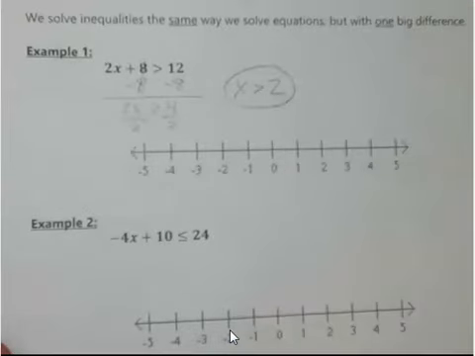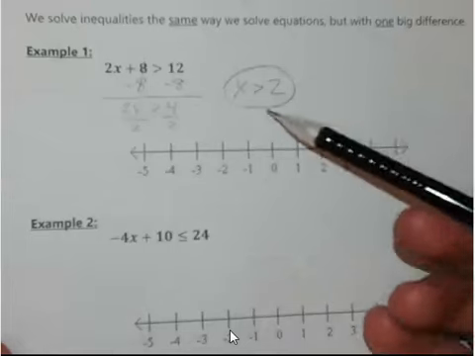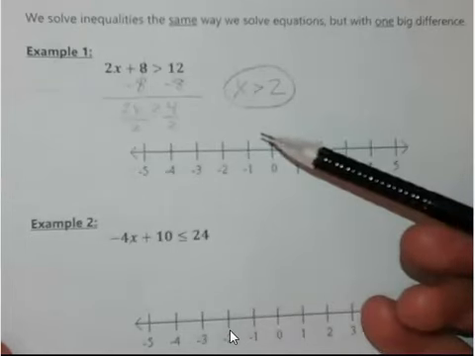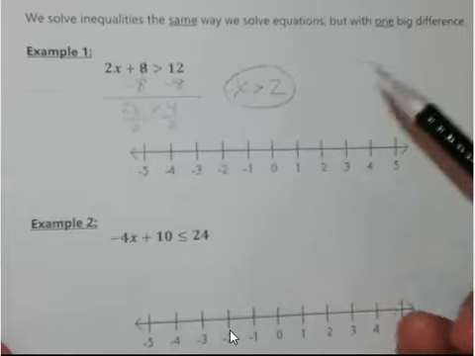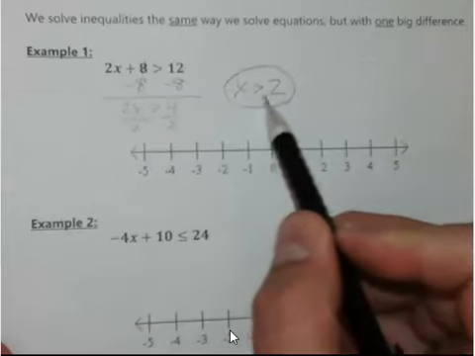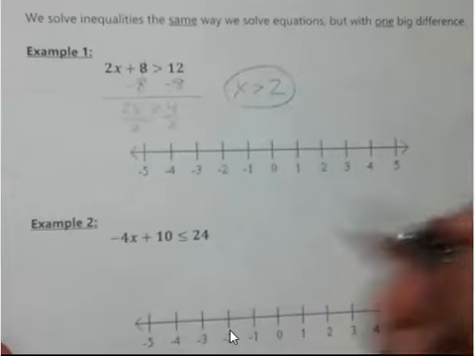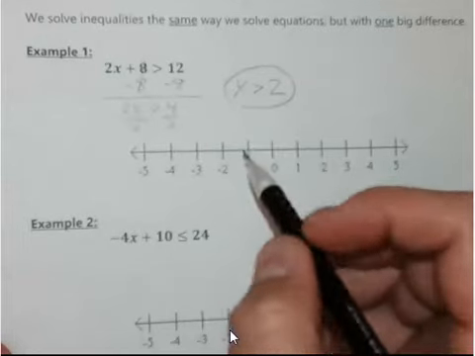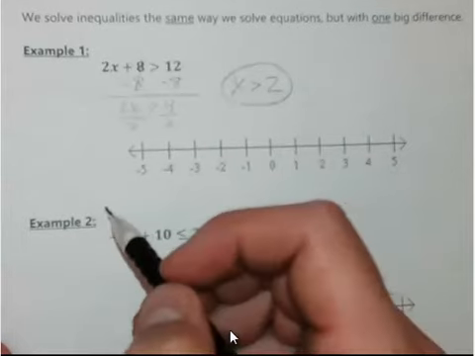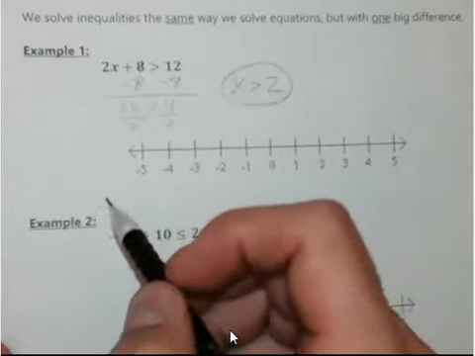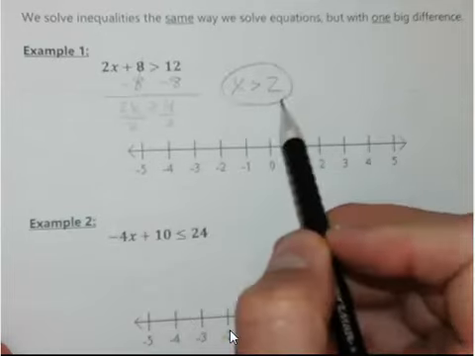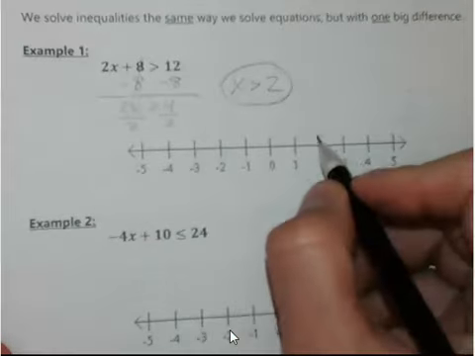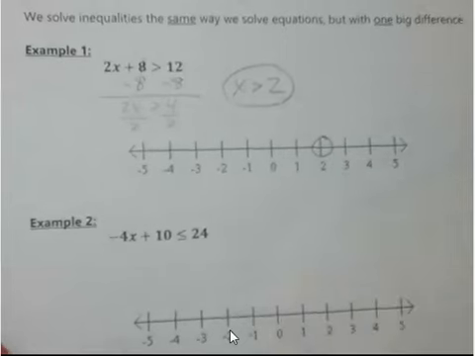So we should know we're either going to have an open circle or a closed circle. The closed circle is when we have the line underneath to indicate "or equal to." Here we just have x is greater than 2, with no line underneath. So we're going to have an open circle, and the circle is always going to be on the number that we solved for. So we're going to have an open circle on 2, just like I drew right there.